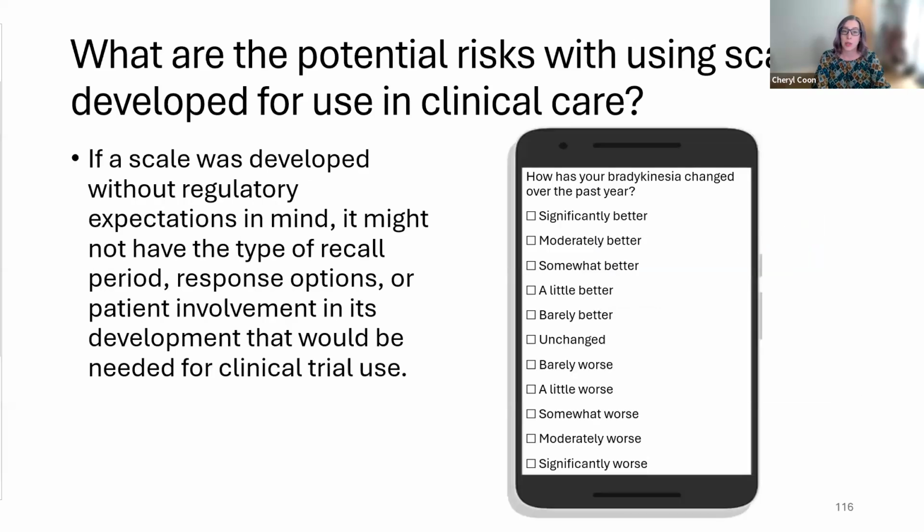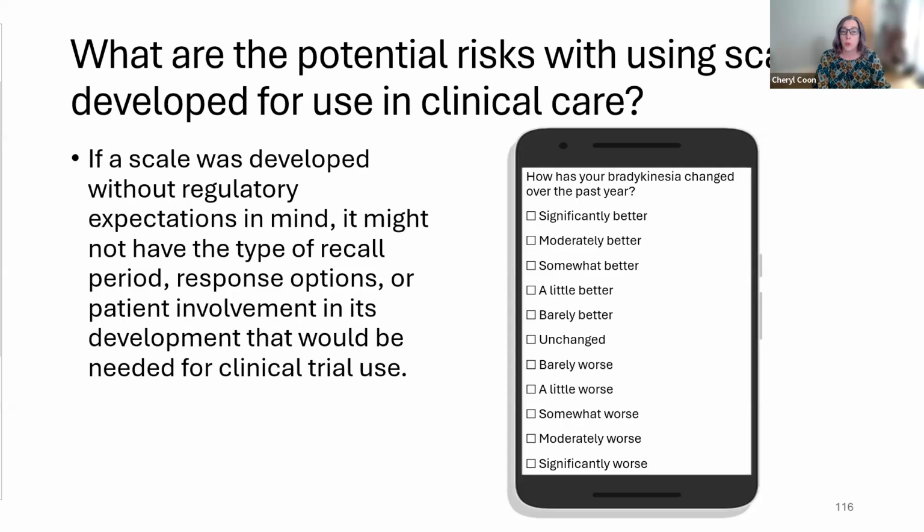Second, if a scale was developed without regulatory expectations in mind, it might not have the type of recall period, response options, or patient involvement in its development that would be needed for clinical trial use. This here is a rather extreme made-up example. If patients had been involved, they likely would have said that they don't use the term bradykinesia, and they'd prefer something more descriptive of their symptom in the words that they would use, like slow movement.